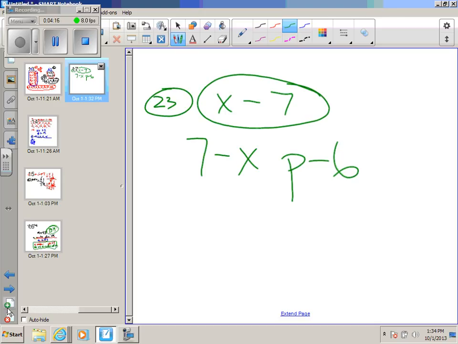24. 7 to the 5th power, any question there? They didn't even ask you to solve it. They just wanted you to write it with the base and the exponent.